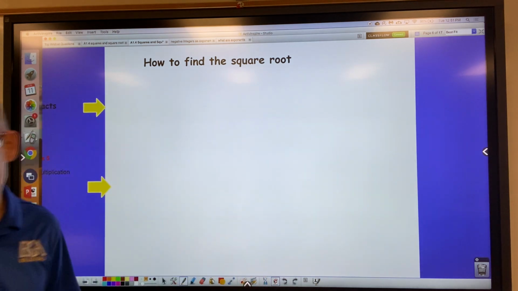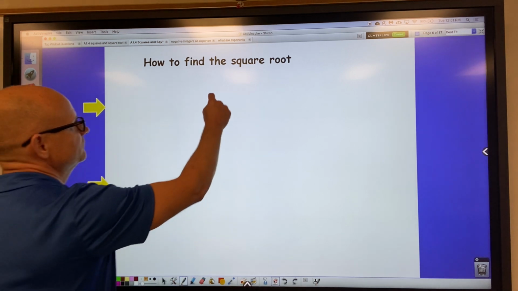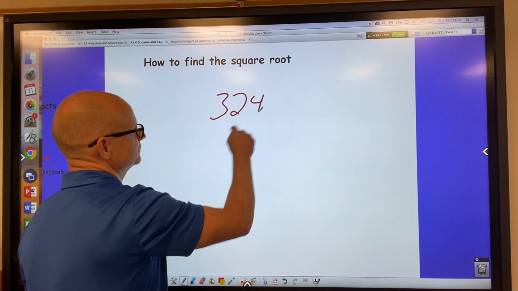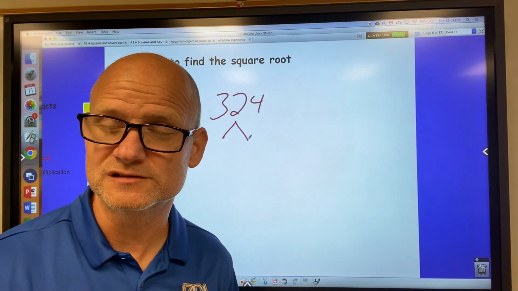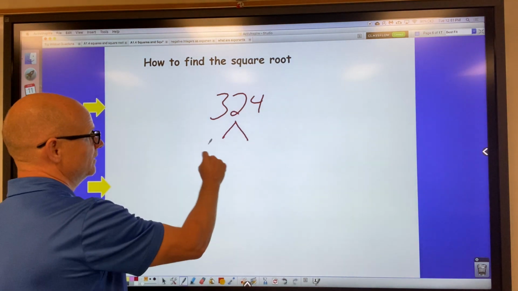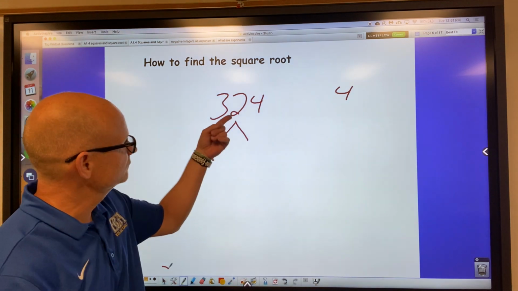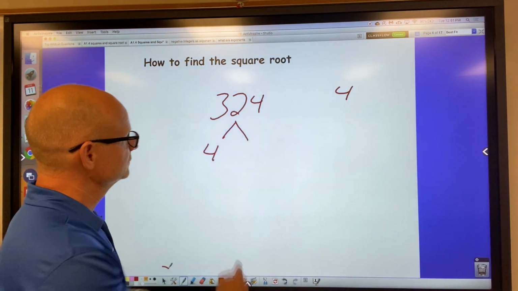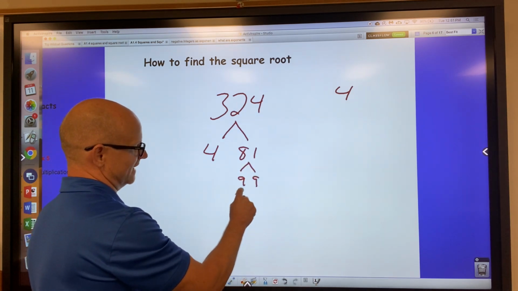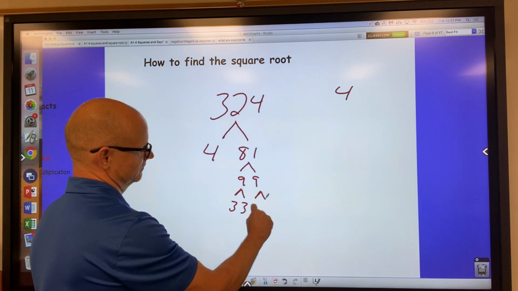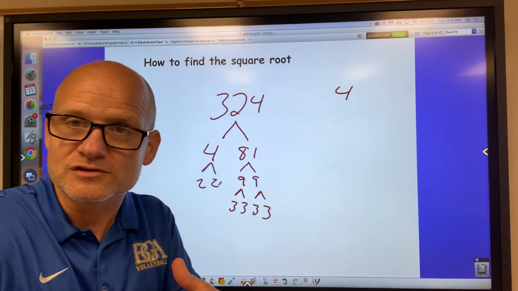A different method. Let's try 324. So you have the number 324. So let's prime factor. Well, I know that number is divisible by 4. Why? Because the last 2 digits are divisible by 4. So 4 times what? Well, I could just divide 4 into this. 4 goes into 32, 8 times, and then 4 goes into 4, 1 time. So 81. And then we factor this to 9 times 9. And then we factor 3, 3, 3, 3. Now we just find all of our pairs here.